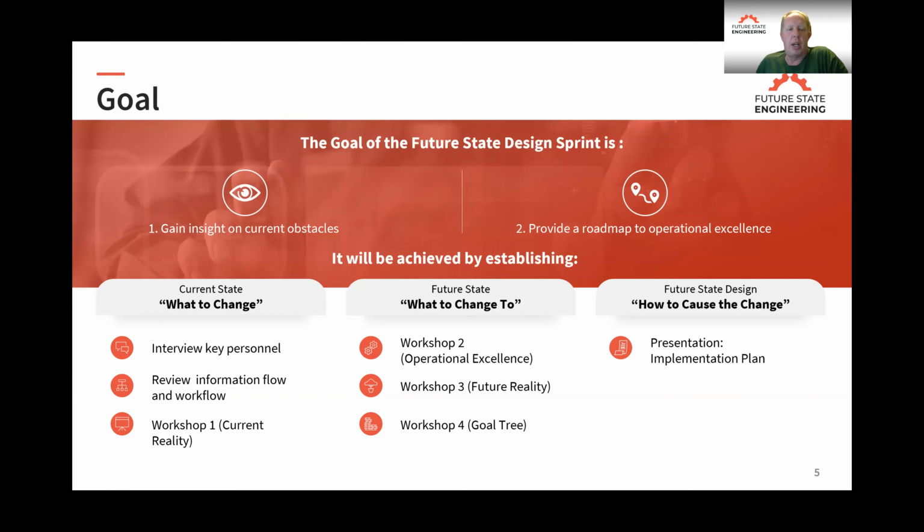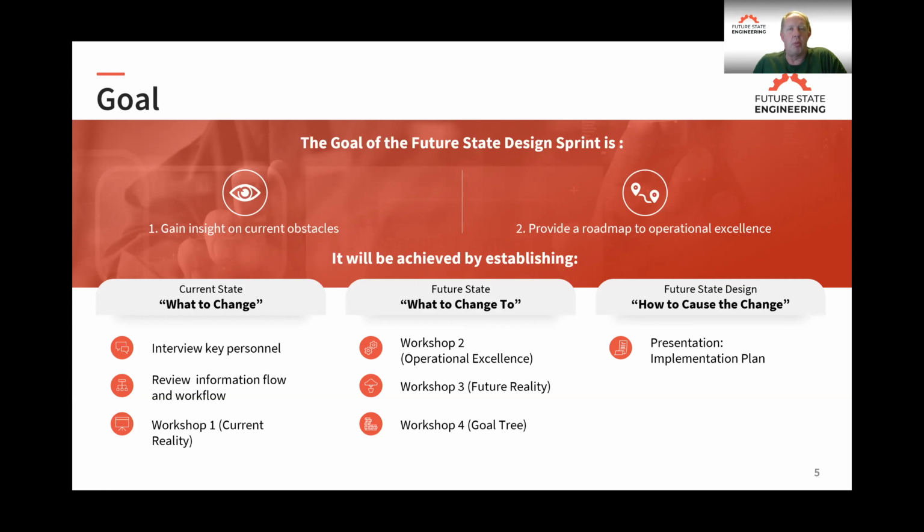We do that by interviewing key personnel in the organization and understanding what their frustrations are and what's preventing them from being effective on a day-to-day basis. We do that to develop a root cause analysis of all the issues that the organization is dealing with. Then the second piece is to review the current workflow and information flow within the organization.